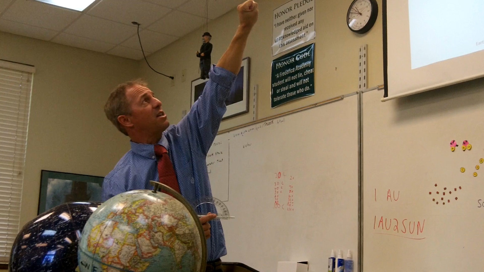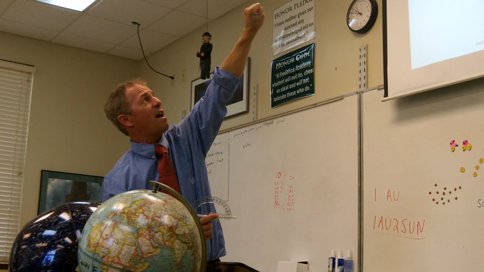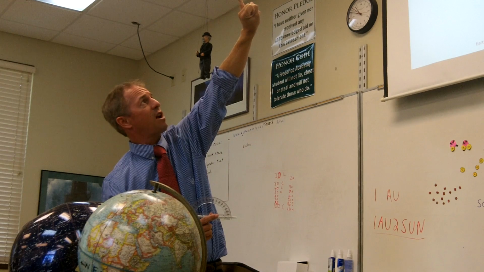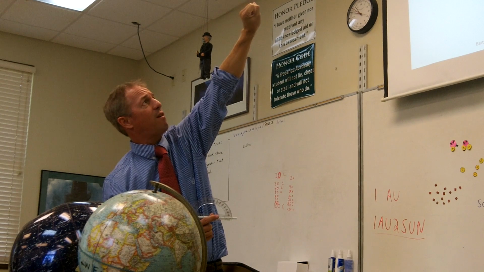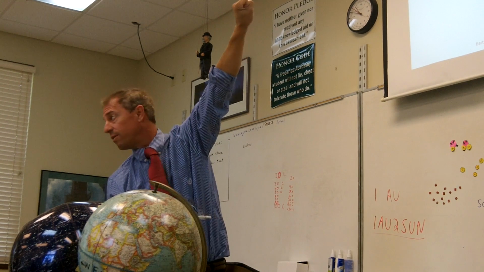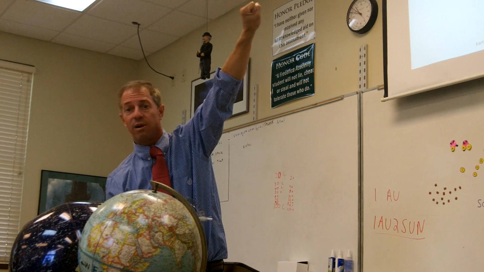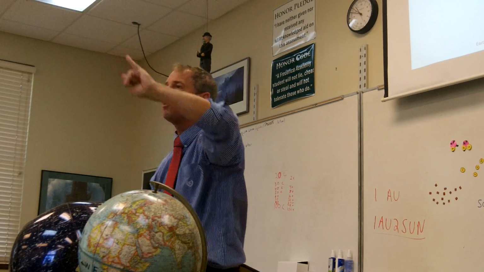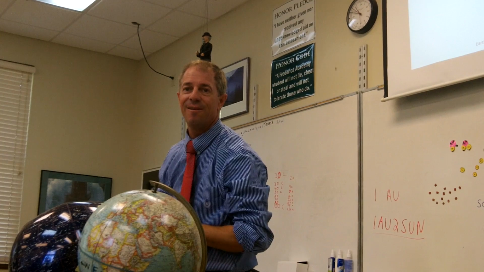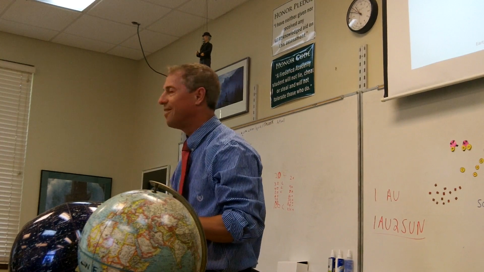The width of your fist, that's about 5 degrees of sky. So 1 degree of sky is the width of your pinky. 5 degrees of sky is the width of your fist. Okay? You can make measurements out there on your own at night.